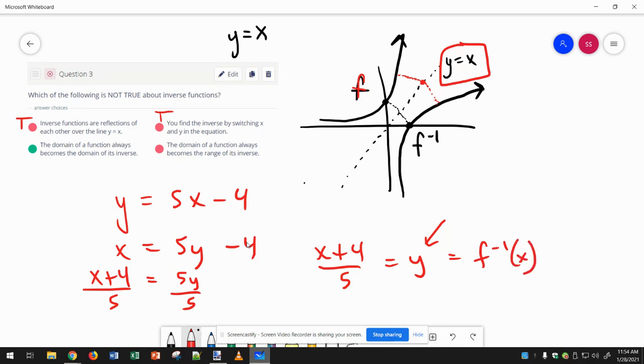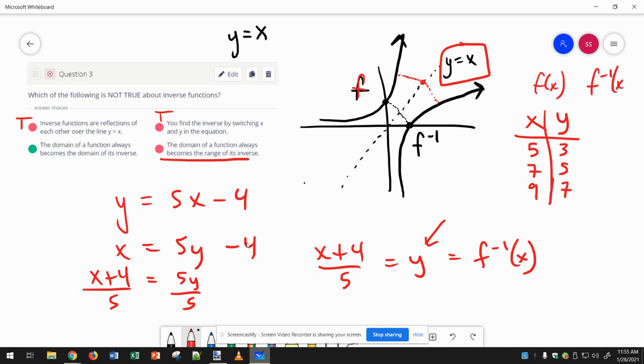That's the process. And that's because of this third one, the domain, so x values, that's domain, and range, the y values. So the domain of a function f of x switches to the range of its inverse. So if I had f of x here, and I had the points like (5, 3), (7, 5), (9, 7), then for f inverse, everything would switch. The 5 in the x would become the range, and the 3 in the range would become the 3 of the domain. And then 5 and 7 would switch, 9 and 7 would switch. So the domain and range switch.